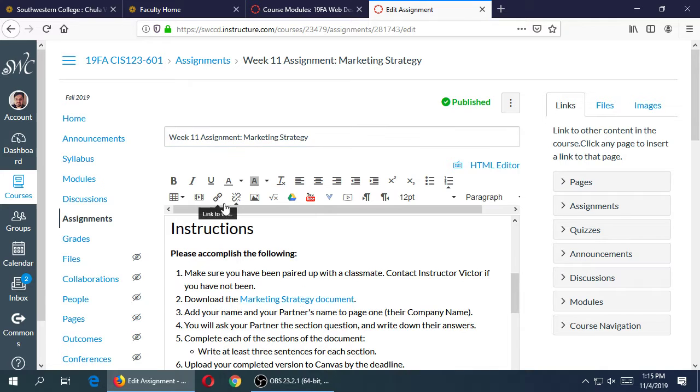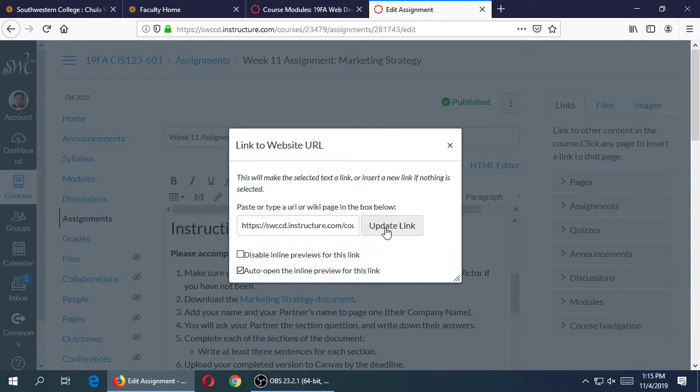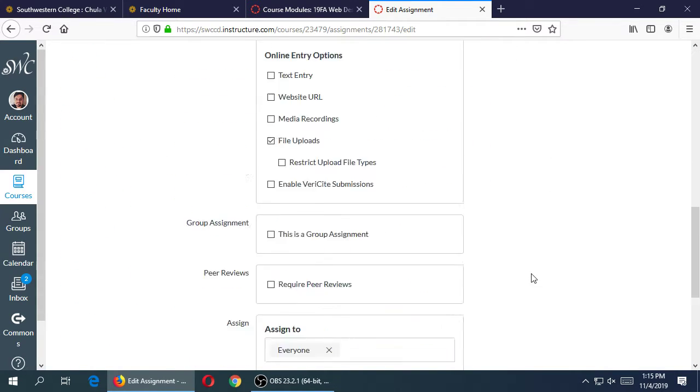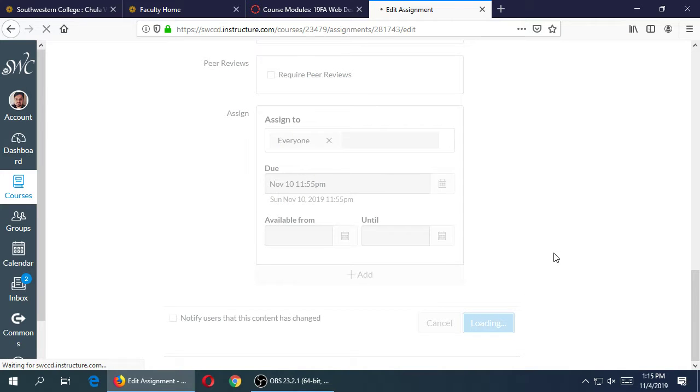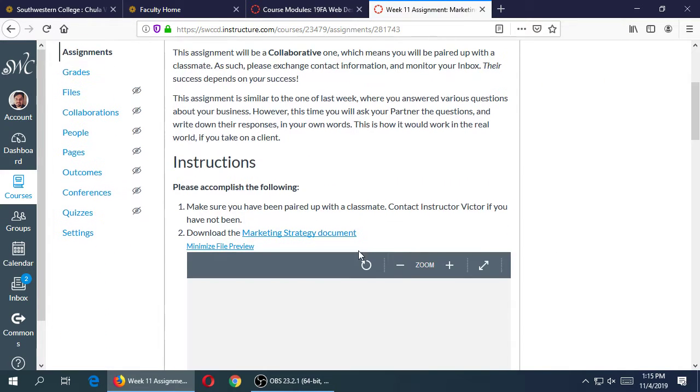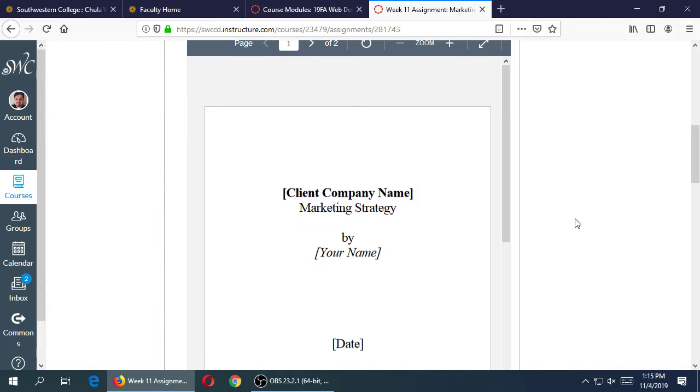So what this is going to be is that you're going to basically interview your partner and ask them these questions. You're going to fill in these questions for them. Okay, client company name. So you're going to fill in your name because you're going to get the grade. You're going to fill in your partner's company, the name of their website, right up there.